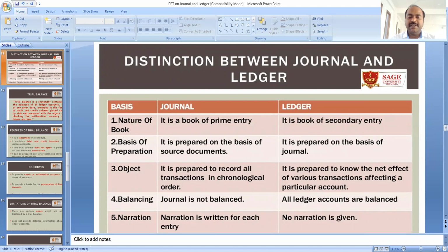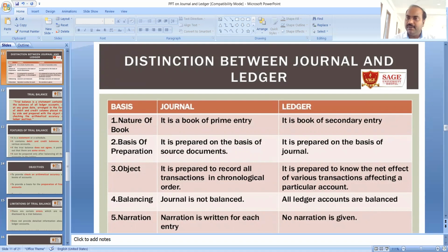On the basis of preparation, the journal is prepared on the basis of source documents, by seeing the bills and vouchers, and then we write the entry, and the ledger is prepared on the basis of the journal. Once the journal is over, the ledger takes its place. With relation to the object, the journal is prepared to record all transactions in chronological order, that is, date wise, whereas the ledger is prepared to know the net effect of various transactions affecting a particular account.